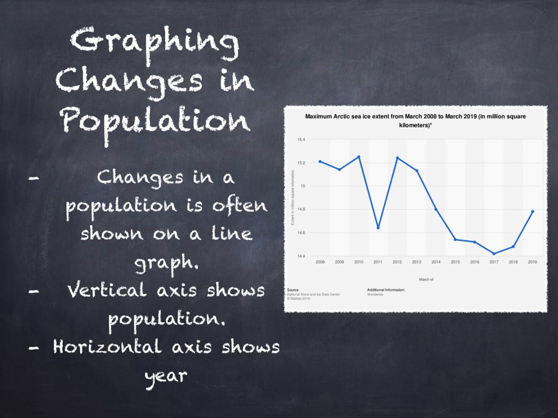Graphing changes in population. Changes in a population size can be displayed on a line graph. The vertical axis identifies the number of animals in a population, while the horizontal axis shows time. The graph represents the size of the polar bear population over a certain time period.